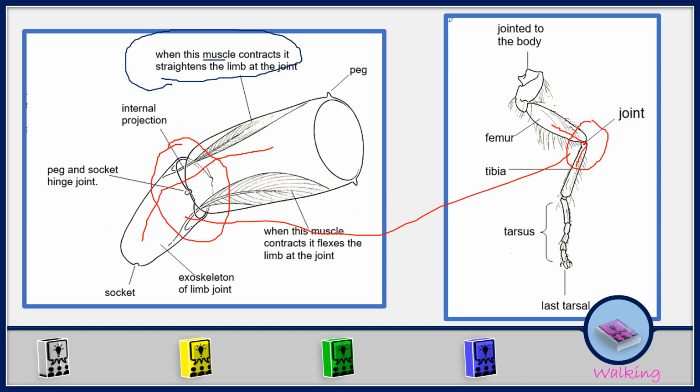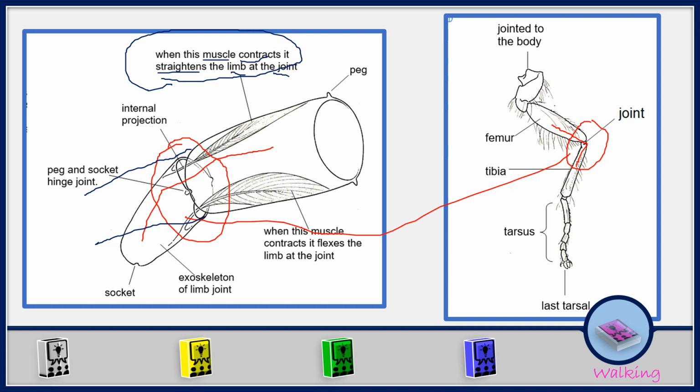When this muscle contracts, it straightens the limb at the joint. So if this muscle here is the one contracting, the limb is going to become straight. This one here is going to become straight like this. It will become straight like that if this muscle contracts.